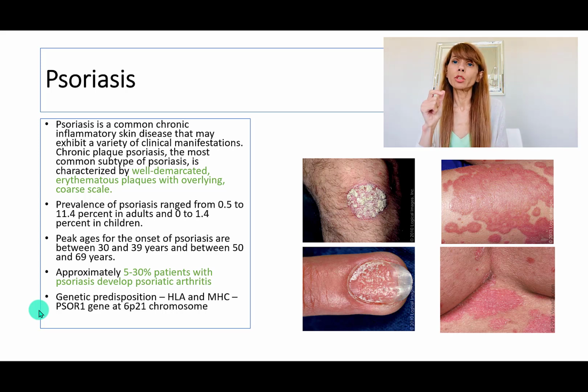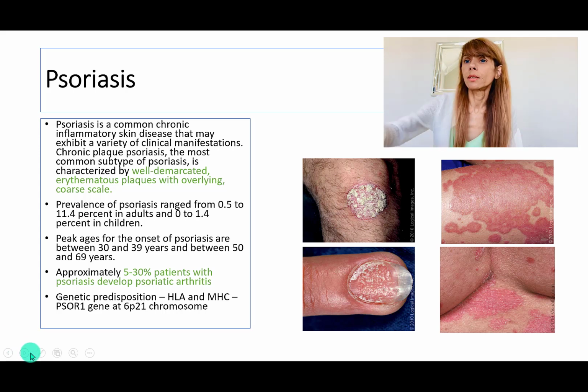Lastly, there is a genetic predisposition. So there are HLA allele subtypes that are associated with plaque. So the PSORS1, that is a gene at chromosome 6p21, which is going to be highly linked to development of psoriasis.